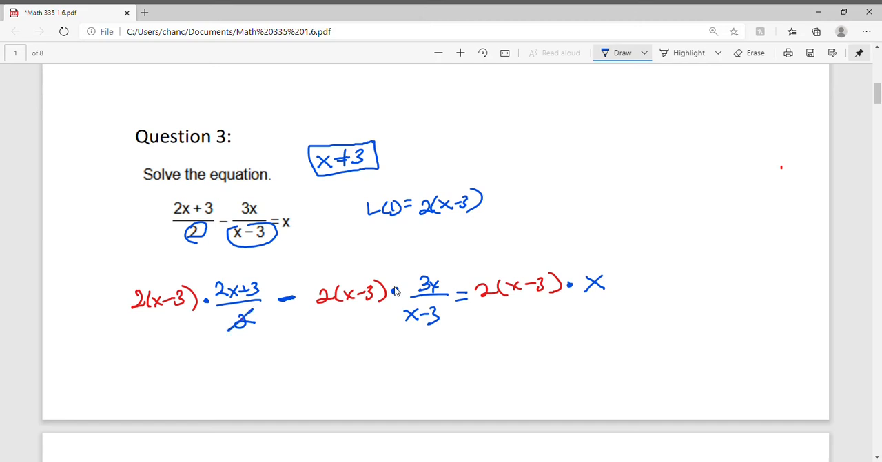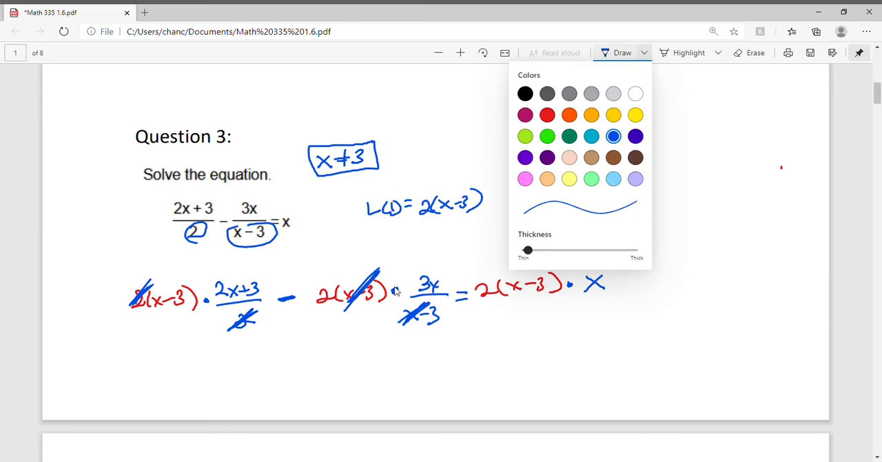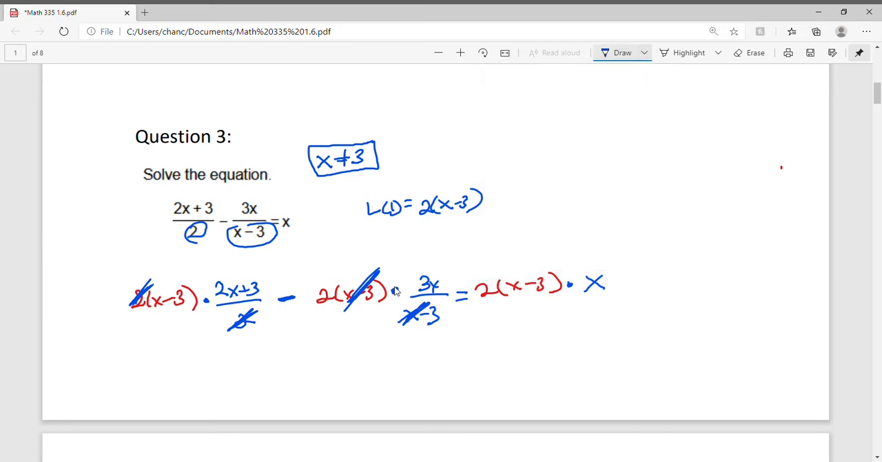Let's see what cancels out. We have the 2 cancels out with the 2. The x minus 3 divides out with the x minus 3. And that's it. So let's FOIL everything out now. We can FOIL this out. So x times 2x is 2x squared. This becomes 3x. We have negative 6x and negative 9. So this is FOILing out the left side.